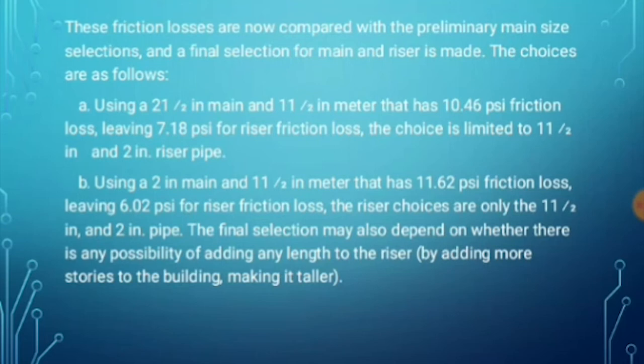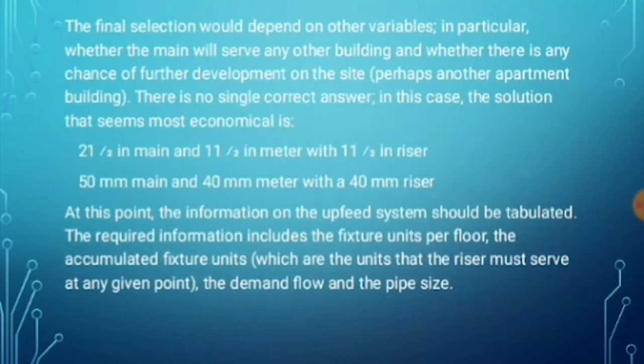The final selection may also depend on whether there is any possibility of adding any length to the riser. The final selection would depend on other variables, in particular whether the main will serve any other building and whether there are chances of further development on the site, perhaps another apartment building. There is no single correct answer. In this case, the solution that seems most economical is 2½ inch main and 1½ inch meter with 1½ inch riser, or 50 millimeter main, 40 millimeter meter, and 40 millimeter riser.